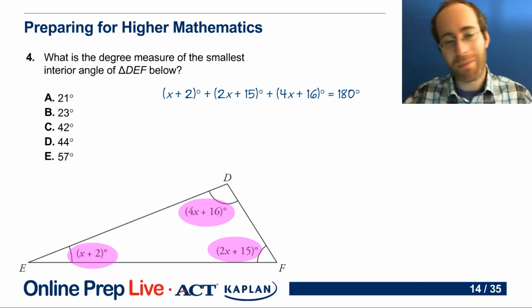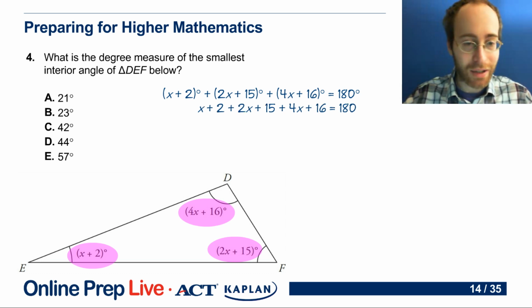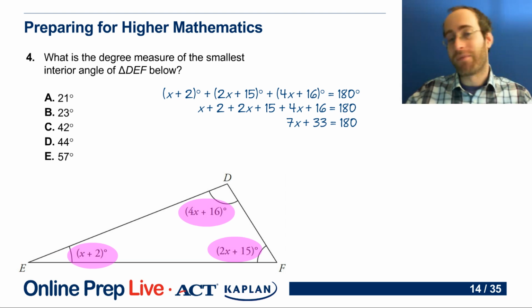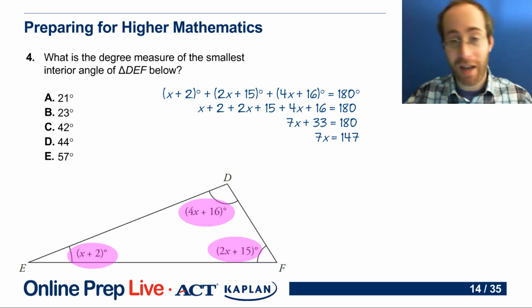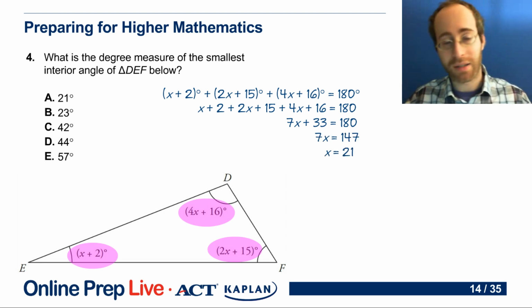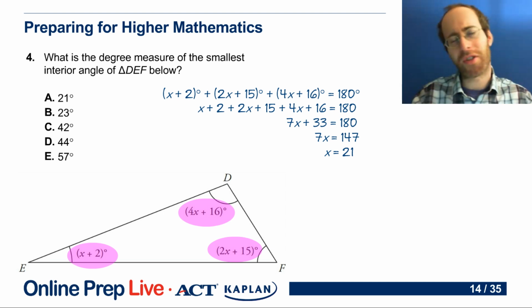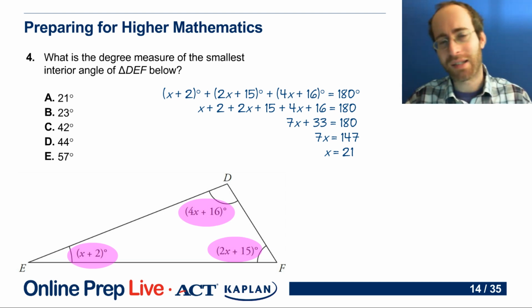So here, I'm not going to make you do this. I know you can do it. You can combine like terms. You can do 2 plus 15 plus 16 and get 33. Subtract it from the other side. And now we divide both sides by 7. We get x equals 21. Now, is this the final answer, folks? Is x equals 21 the final answer to the problem?